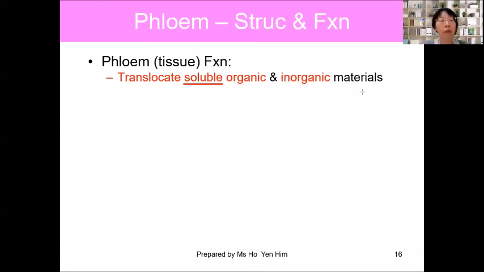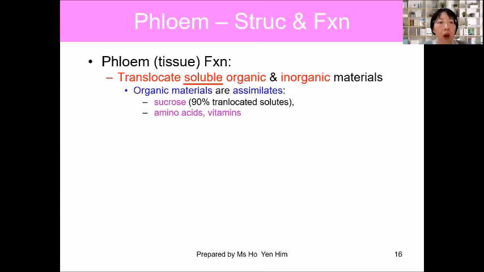In plants, when the phloem translocates materials, the materials must be soluble. So both soluble organic and inorganic materials will be translocated in the phloem. The organic materials are the assimilates. For example, sucrose. 90% of the translocated materials are sucrose. This is the most important thing, but there are also amino acids and vitamins. So all organic materials translocated are produced by the plant. They are all called assimilates.